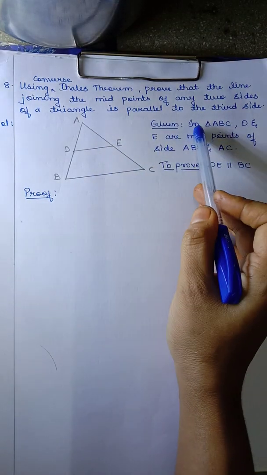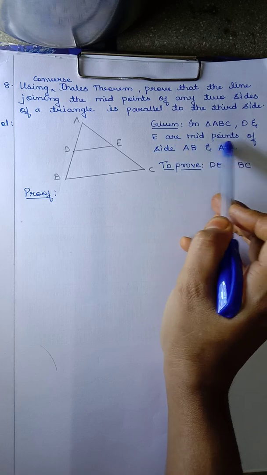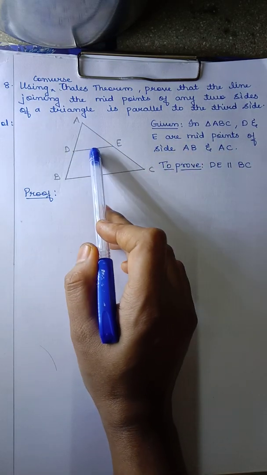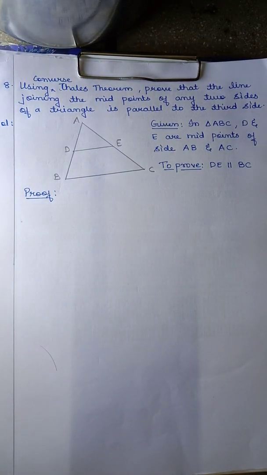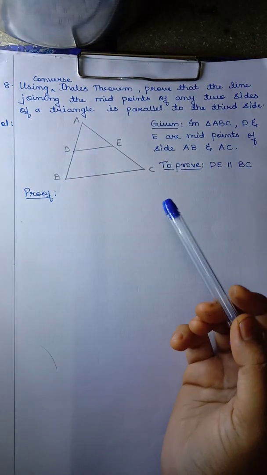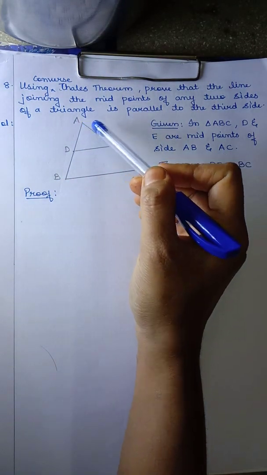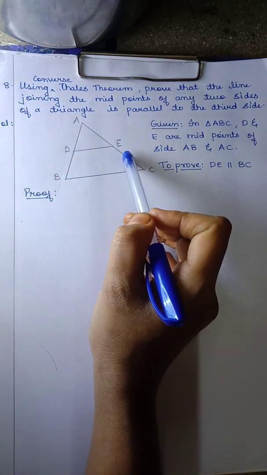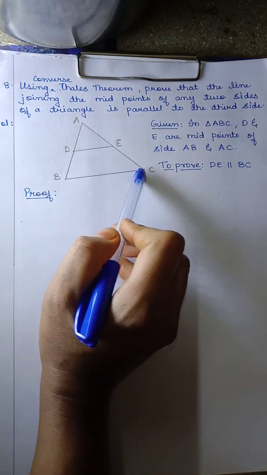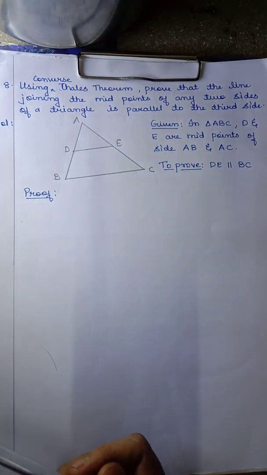Given is, in triangle ABC, D and E are midpoints of sides AB and AC, and to prove is DE is parallel to BC. Whenever you have to prove that lines are parallel in triangles, you have to use the converse of Thales theorem. For that, we have to show that the line divides the two sides in the same ratio, that is AD by DB should be equal to AE by EC. Then you will get DE parallel to BC.